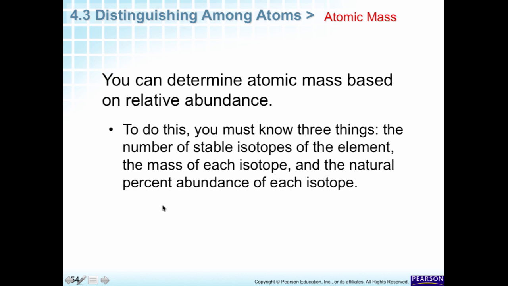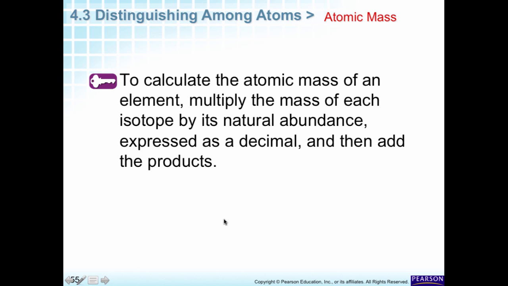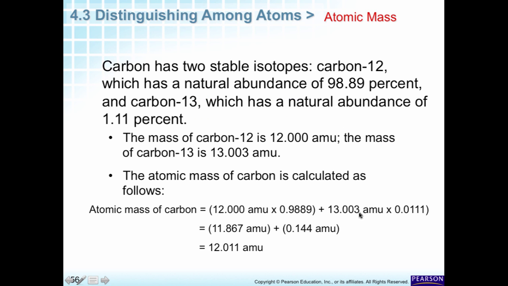Now, we also can calculate the actual atomic mass if we know the relative abundance of the different isotopes. So what do we have to do? We have to calculate the atomic mass by multiplying the mass of each isotope by its natural abundance. And it's going to be expressed as a decimal, and then you add all the products together.